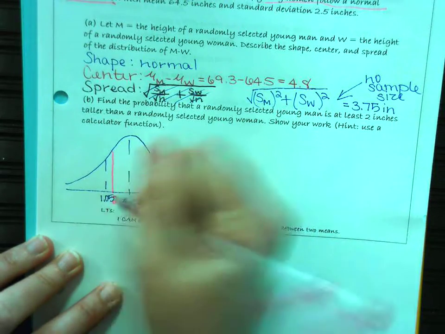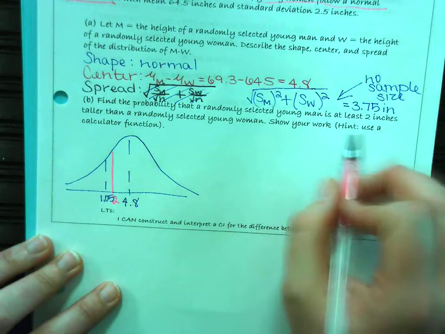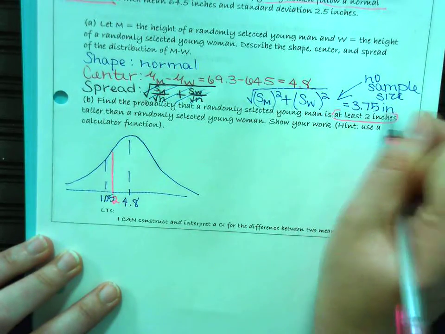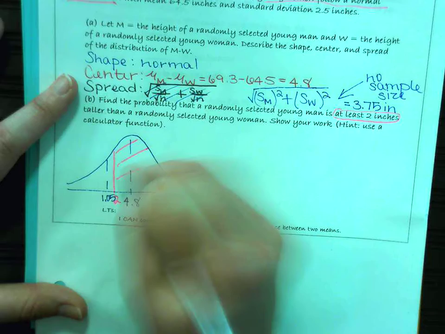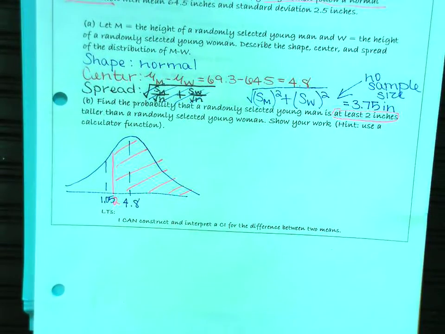So 2, it's got to be like right here. This is 2. So we're looking for the probability that he's at least 2 inches. So does that mean he can be more than 2 inches taller than the girl? Okay, so we're looking at this area. So how do we find that area under the curve?